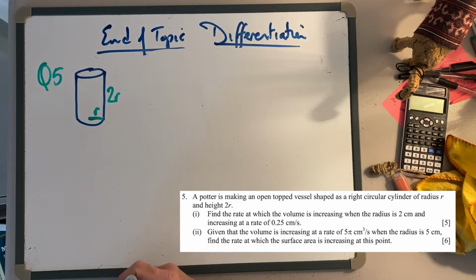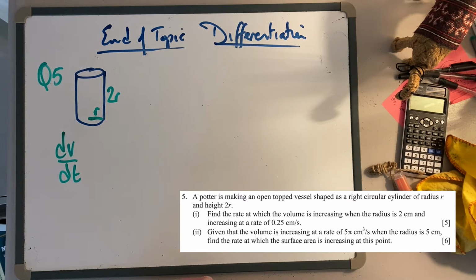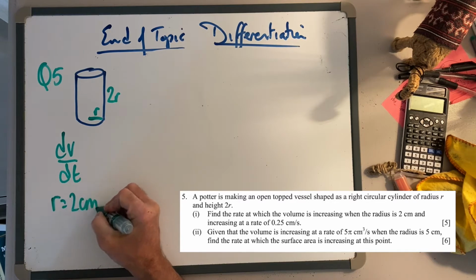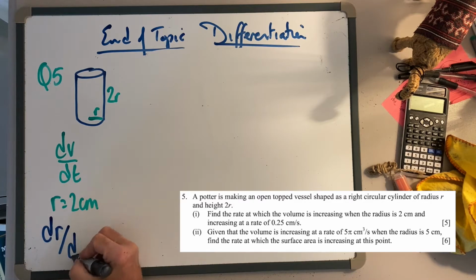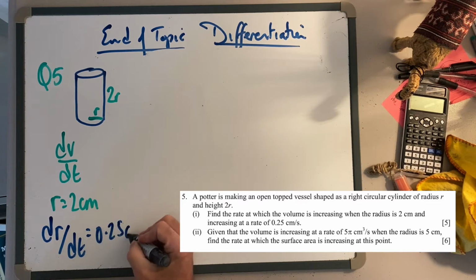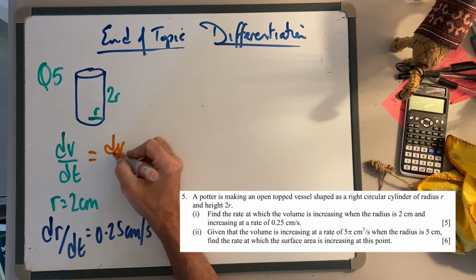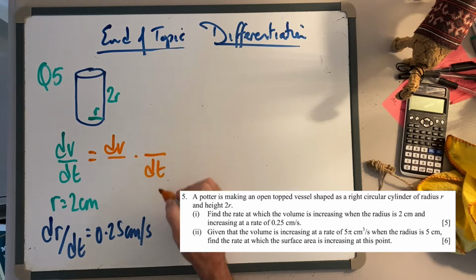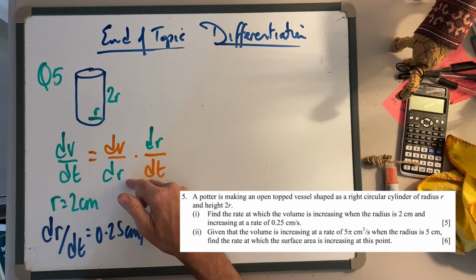It says find the rate at which the volume is increasing when r is 2 centimeters, and dr/dt equals 0.25 centimeters squared. So I need to find this, and I'm given that. If we look at it, I've got dV/dr times dr/dt, and I've already got the dr/dt there. So that's going to be dr. I need to find an equation with the relationship between V and r. That's what I've got to try and find.